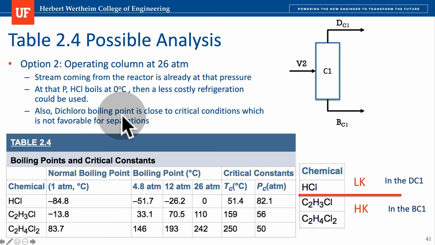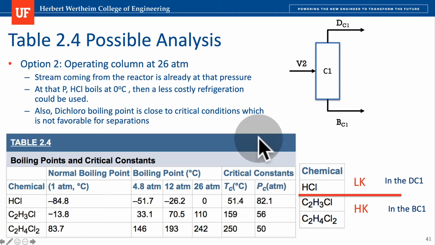Also, the dichloro boiling point is close to critical conditions, which is not favorable. So look at this. This is why we need to keep track of this. Notice here the boiling point of dichloro is 242 at 26, which is really close to critical conditions. And remember, when you design the system it may be over specified or under specified. So in case you have some sudden increase in temperature or pressure or changes in the process, you want to avoid reaching critical conditions in the system.